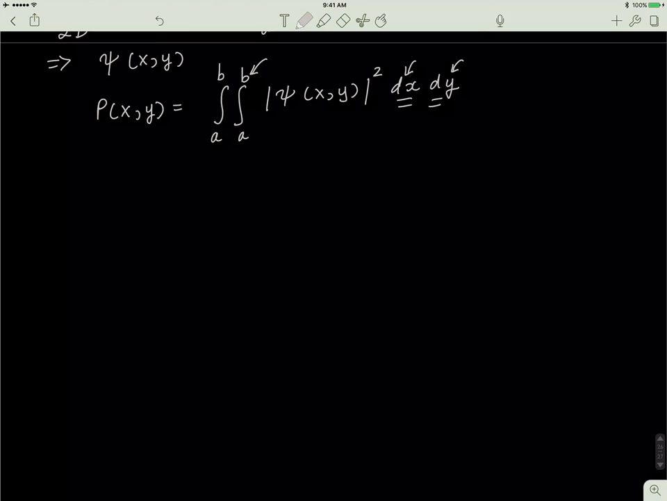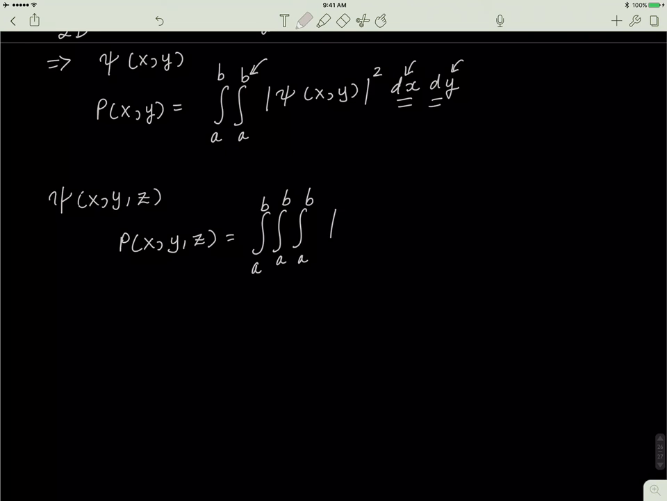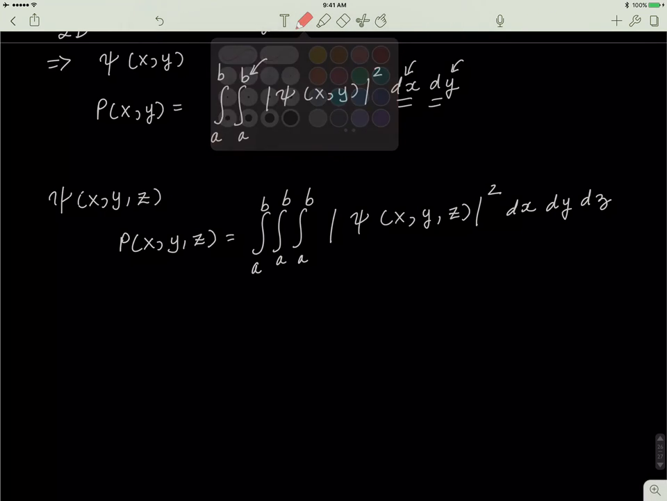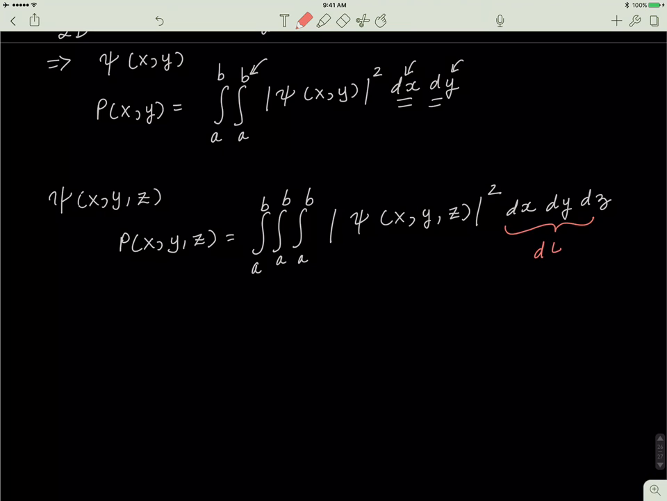So now let's say, what if you have 3D space and psi is a function of x, y, and z, right? In this case, the probability of finding an electron in this 3D space is given by a triple integral from A to B, A to B, and you could change these bounds to something else. I'm keeping it very consistent right now. And here the volume element is dx, dy, and dz. So you can see that it can get very tiring to write dx, dy, dz. So many times what we'll do is we'll call this volume element d tau. Okay, d tau. So d tau is equal to dx, dy, dz. So what we can do is we can rewrite this integral as this.